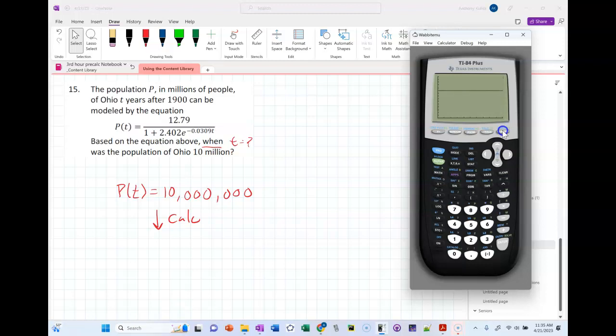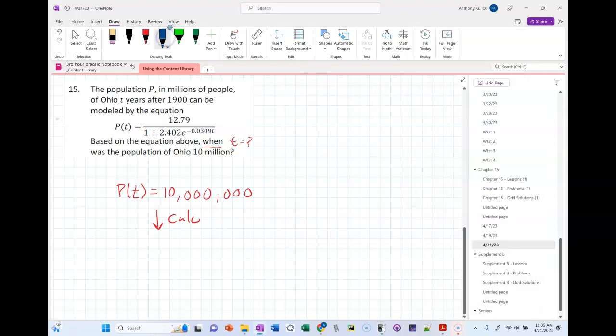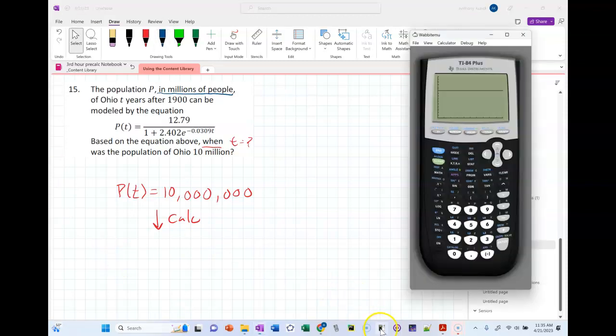So there's my 10 million line. Uh-oh. Read the question, Mr. Kulik. It says P in millions of people. So we just plug in 10. Yeah, so that should just be 10. And then obviously I have to adjust the window as well, since that was all crazy. There we go. Yeah, that feels better.